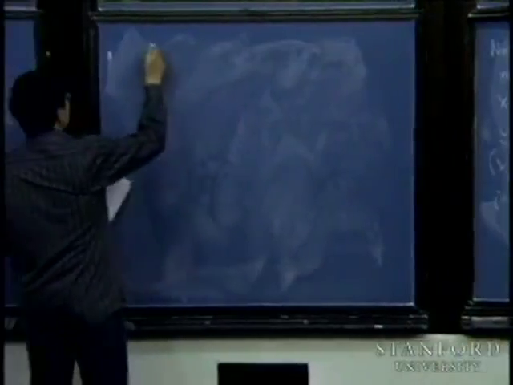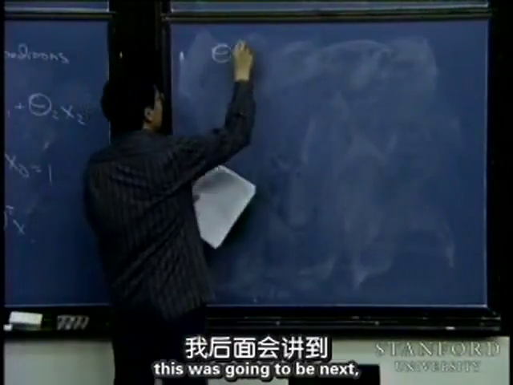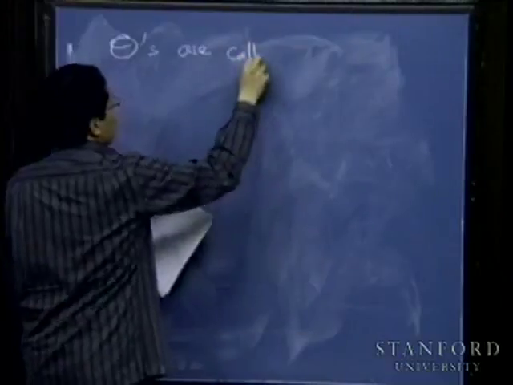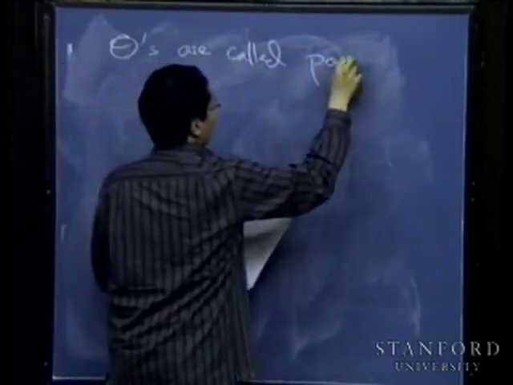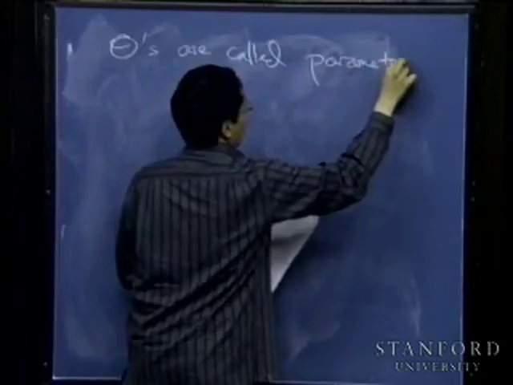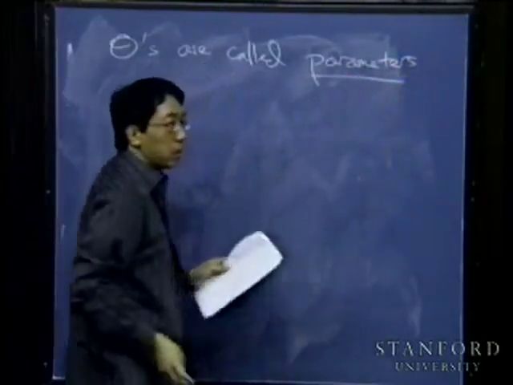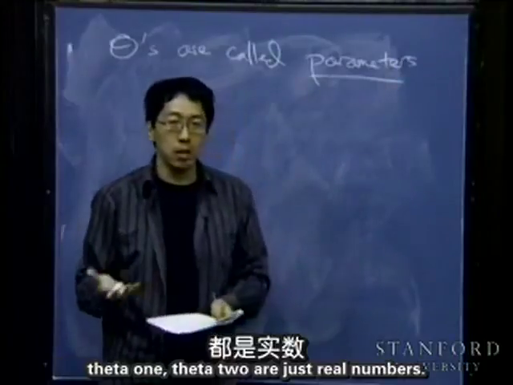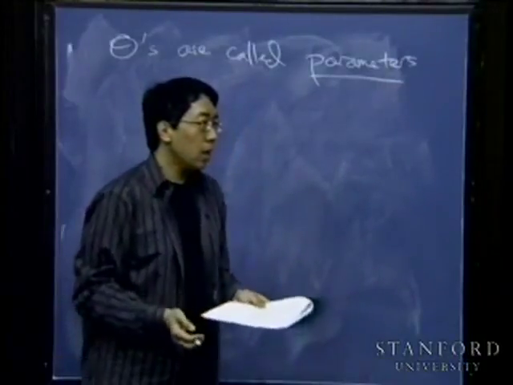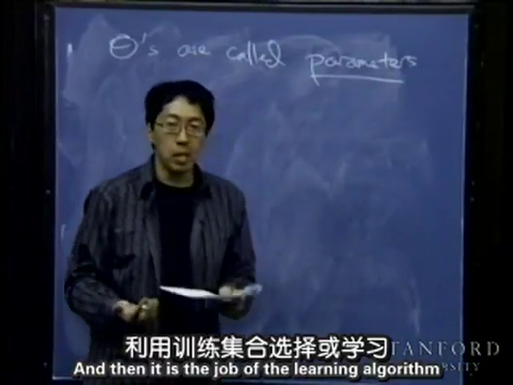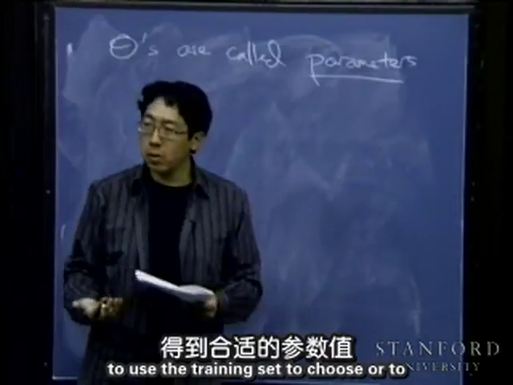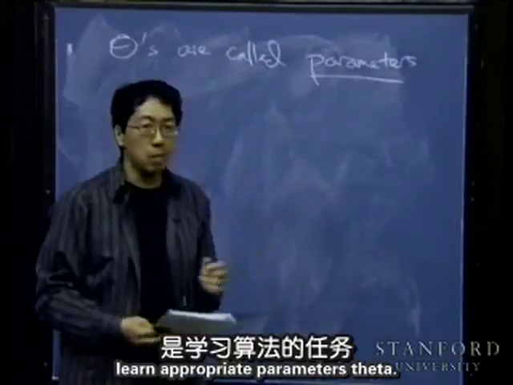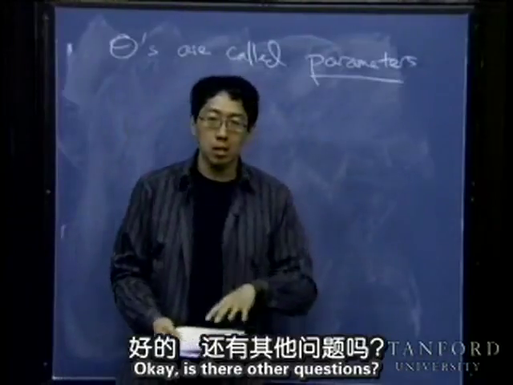So, this one's going to do next, but the thetas, or the theta i's, are called the parameters. The thetas are called the parameters of our learning algorithm, and theta 0, theta 1, theta 2 are just real numbers. And then it's the job of a learning algorithm to use the training set to choose or to learn appropriate parameters theta. Okay. Are there other questions?